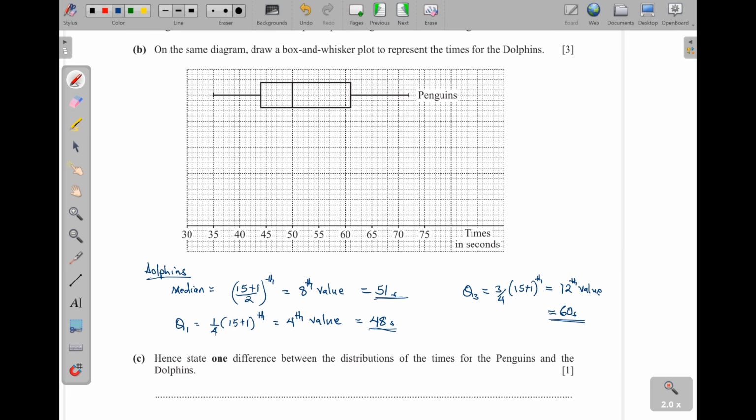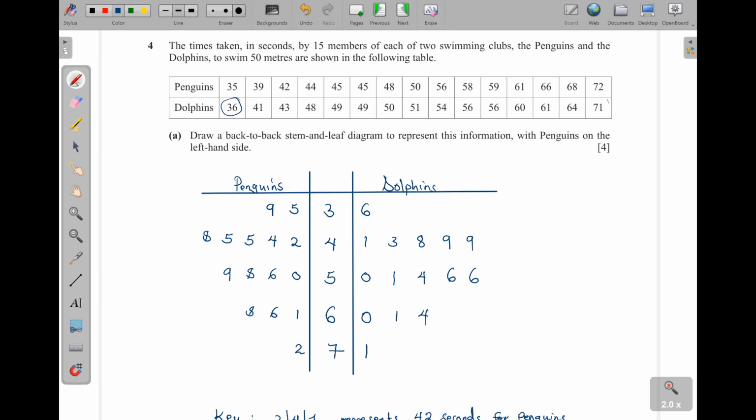So these ones are the ones that I'm going to plot here. Let's plot them. We have median 51. So 51. I will draw this one like this. That is 51. And then 48. 48 is here. Then there is 60, which is here. That is actually our box. It contains the 3 lower quartile, median, and the upper quartile. Then the highest for dolphins, and then the lowest, what are they? The smallest is 36, the highest is 71.